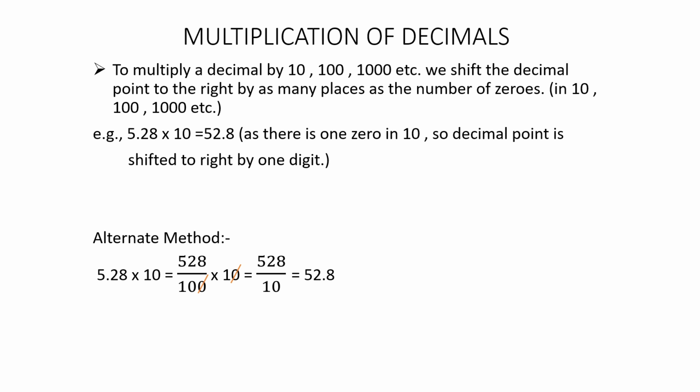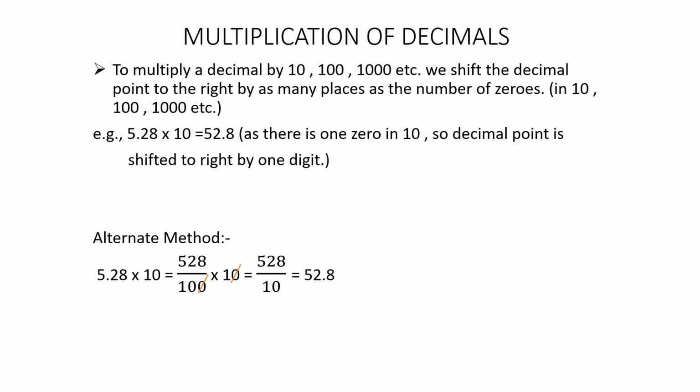Hello students, in the last videos we saw how to add and subtract decimals and word problems based on that. Now in this video we are going to see multiplication of decimals. So let's see the first point. To multiply a decimal by 10, 100, 1000, etc. we shift the decimal point to the right by as many places as the number of zeros.